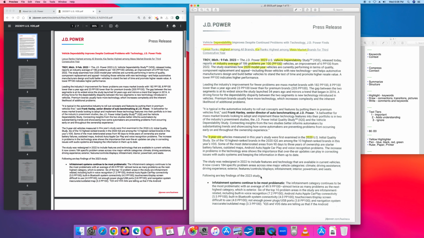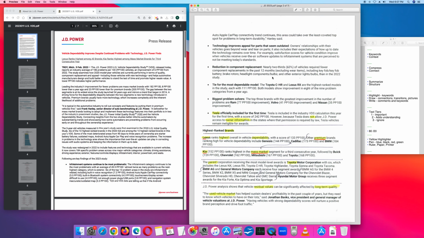I'm going to have to say that in order to fully digest information, you've got to do at least one review and repetition. And what I mean by review and repetition is this. Let me show you here. Page 1. Let's say you're trying to explain this to somebody. Say, okay, this whole document, this 7-page press release about vehicle dependability. Lexus ranked the highest of all brands. Kia was the #1 mass market. And you go through and explain it, but you focus on the parts that you've highlighted.